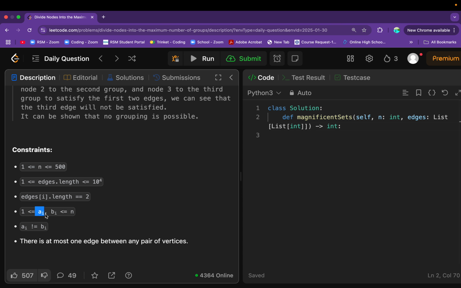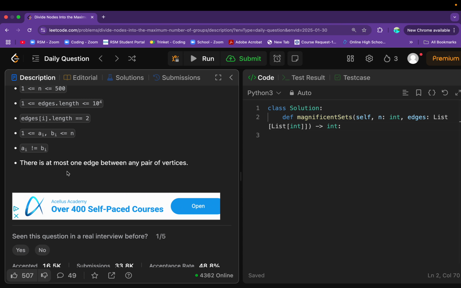We're also given that a sub i and b sub i are within n, of course, the number of nodes, and we're given that a sub i is not equal to b sub i because, of course, a node cannot share an edge with itself. And finally, we're also guaranteed that there is at most one edge between any pair of vertices, kind of going along with this constraint as well.